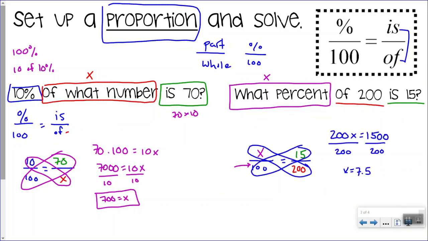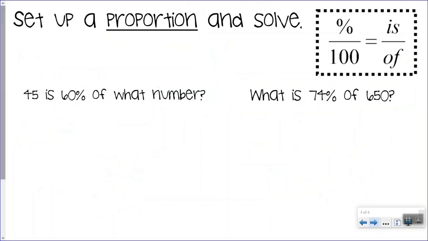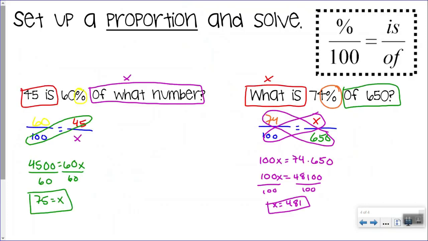Alright, we cross multiply. We have x times 200, which is 200x, 15 times 100, which is 1500. We divide both sides by 200, and we get our final answer of 7.5. Now, since they are asking what percent, I need to make sure that I express my answer as a percent. And so our final answer is 7.5%. Go ahead, pause the video, and try each of these problems to see if you've got it. Go ahead and check your work.